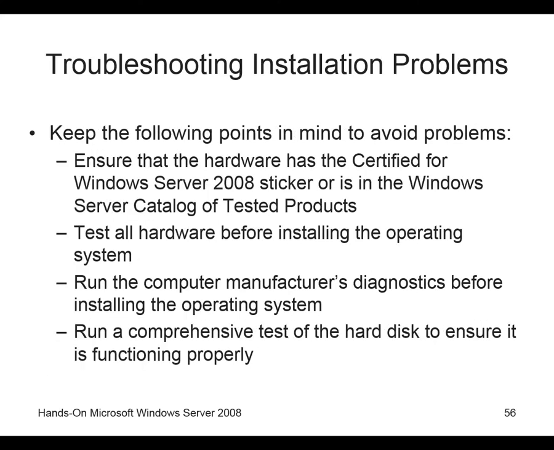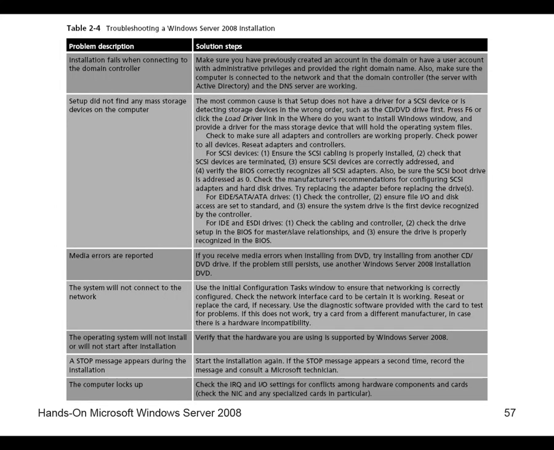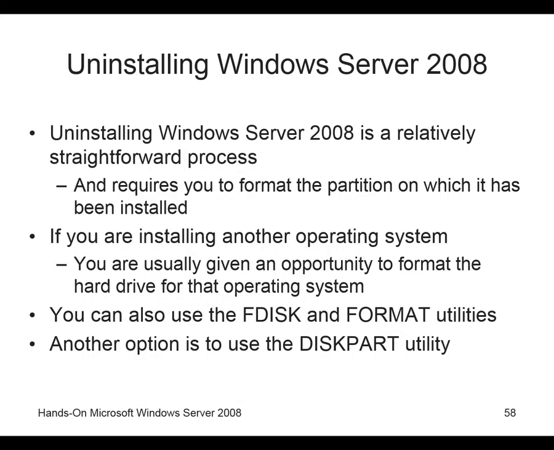Troubleshooting installation problems. Basically, if you had a problem with your install, you know what you screwed up. There's not really much you can do to screw it up. Make sure that all the hardware you have is correct, that it can run on the 08 server. And then here's some basic stuff that you can do to check, but that's in your book. If you want to uninstall it, like we said, you can do fdisk or format, or you can do diskpart. That's the easy way to do them.